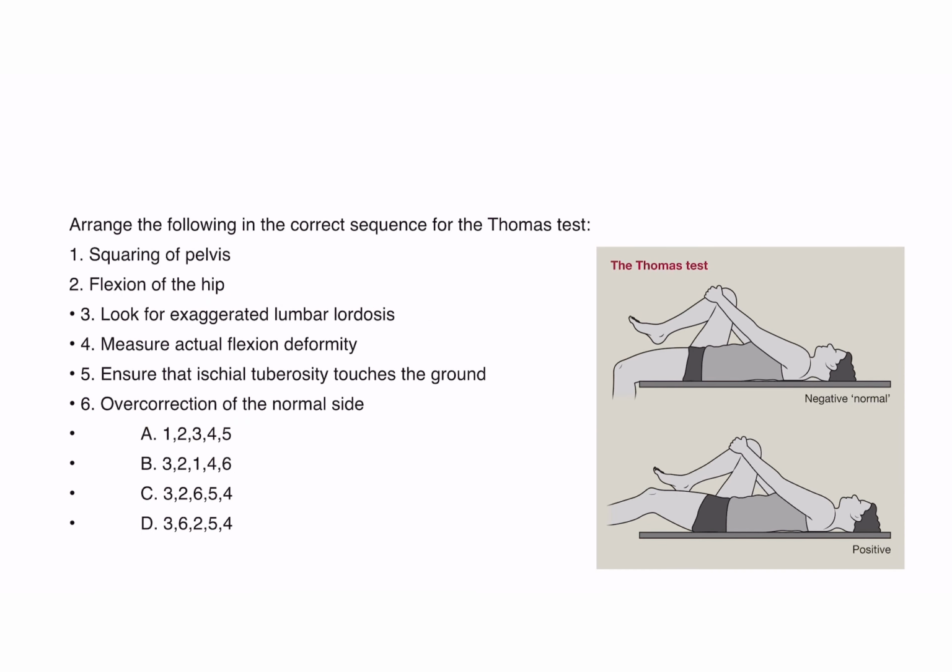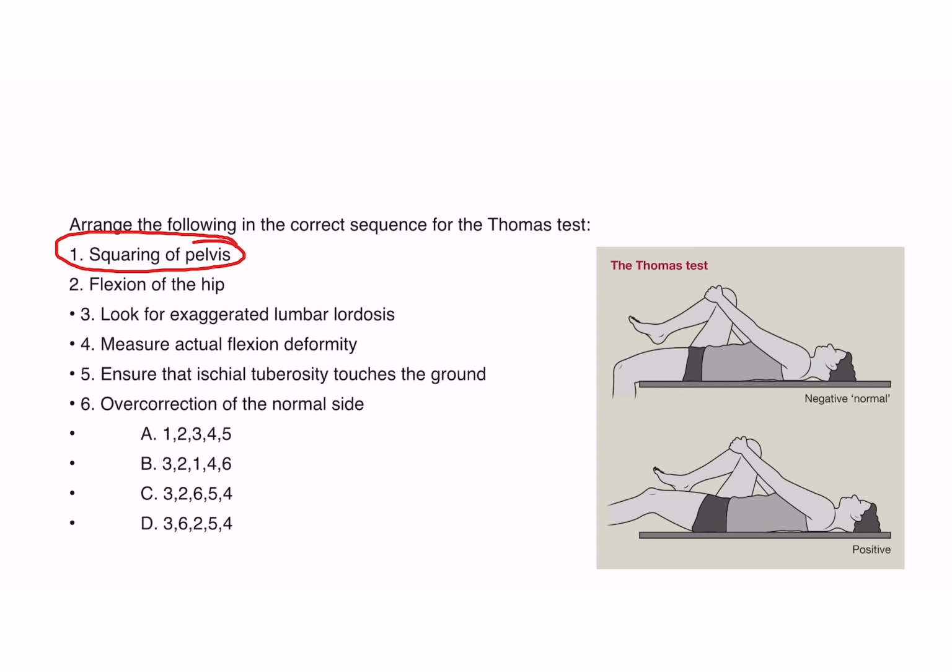The next question. This question asks the correct sequence of the Thomas test, a very commonly tested topic for orthopedic registrars. So it is better you guys know that, okay? And the first option they have given is squaring of pelvis. Come on, guys, squaring of pelvis. Why do you need to square the pelvis?